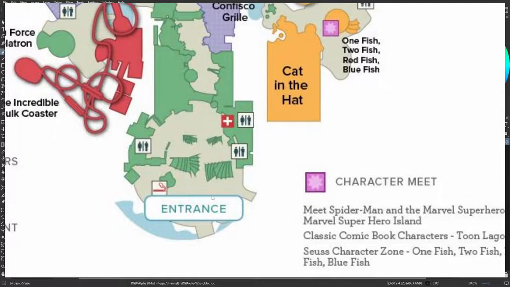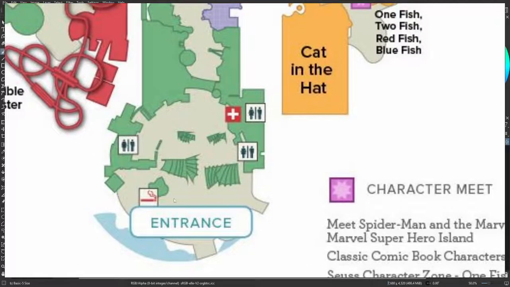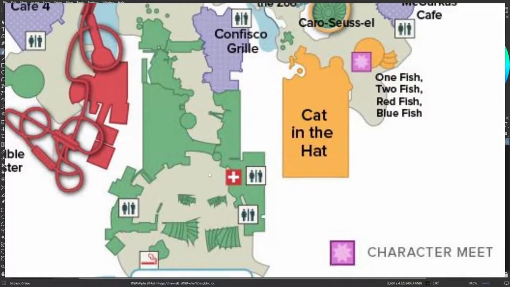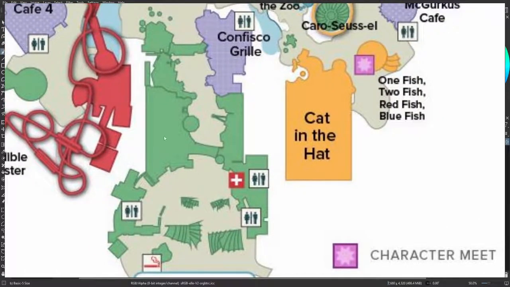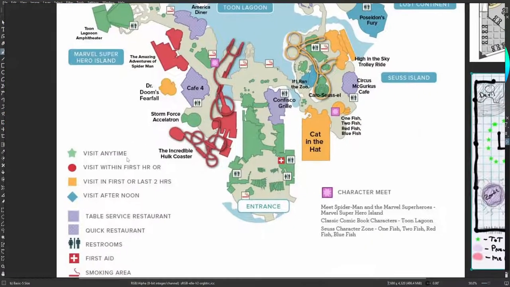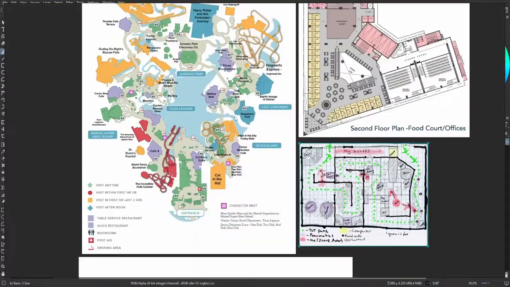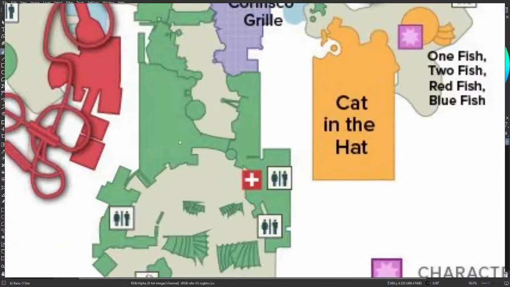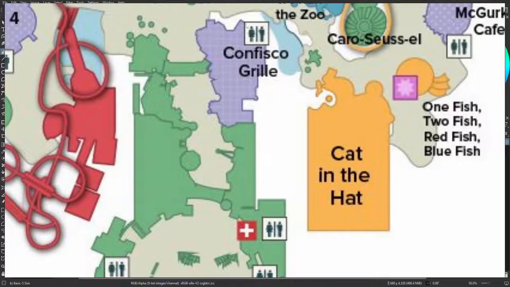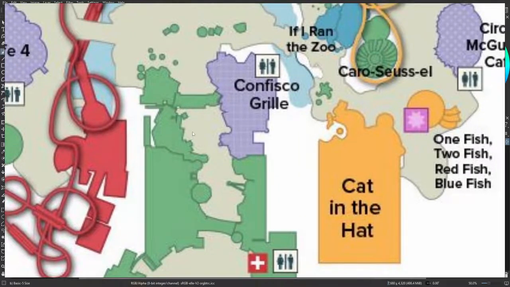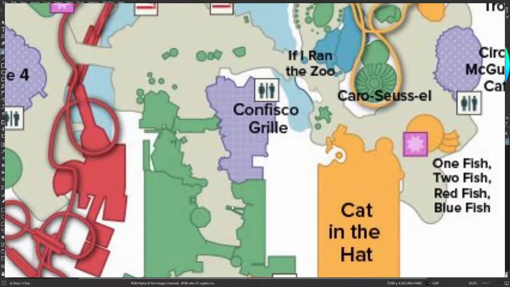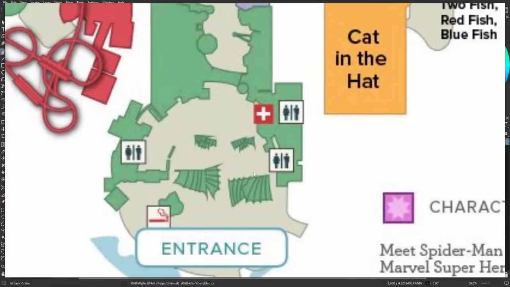So if we look at the theme park here, at the main entrance there's not much going on. There are some restrooms, first aid, and a little smoking section. But these little areas marked in green, you see, visit anytime, I guess, is the idea here. I guess they don't say it in the legend, but a lot of these are little shops and stuff like that as well. And there's even a restaurant right here, another restroom. But once you get through this little gauntlet, you can consider this like a starting point.